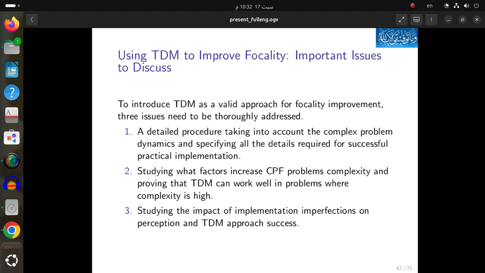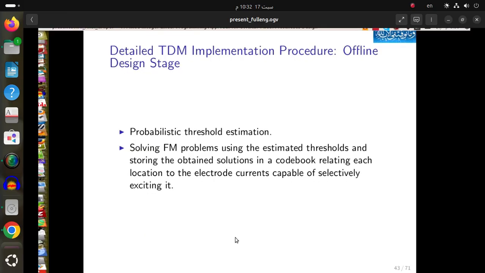From my point of view, the most important problem regarding our understanding of neuronal dynamics is the following. If we plan to use time division multiplexing, it has an advantage that in each time slot we will have only one target location that we want to excite. This is actually the focality problem. This means that if we solve the focality problem for all locations and store the solutions in a codebook, then in each time slot we simply find which location we want to excite, and we retrieve from the codebook the corresponding currents that are capable of exciting this location selectively.